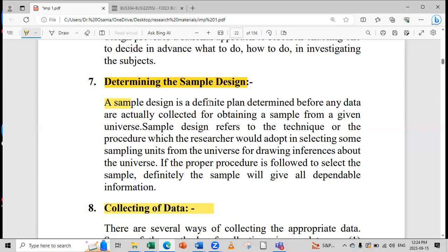A sample design is a definite plan determined before any data is actually collected for obtaining a sample from a given universe or population. Sample design refers to the technique or procedures which the researcher would adopt in selecting some sampling units from the universe for drawing inferences about the universe. The universe here is the population, meaning what you are studying.